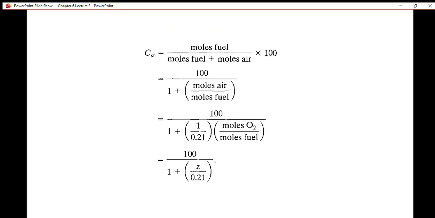If you need further details about the CST, which is the stoichiometric concentration in volume percent, you can also use this formula as well. And this is the derivative, how you obtain it, but I'm not going to ask you about the derivative. You only need to know that this is how you calculate CST, which is very similar to the previous one, where it's 100 divided by 1 plus Z over 0.21. So you calculate Z, and this is a simpler equation that you can use. You calculate Z, divide it by 0.21, add it to 1, and divide 100 by this number, and that's it. You get the CST in volume percentage.